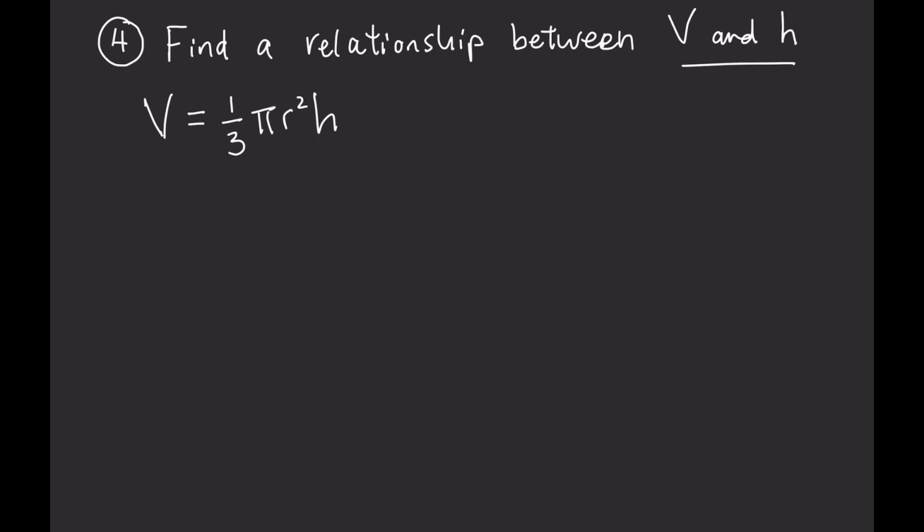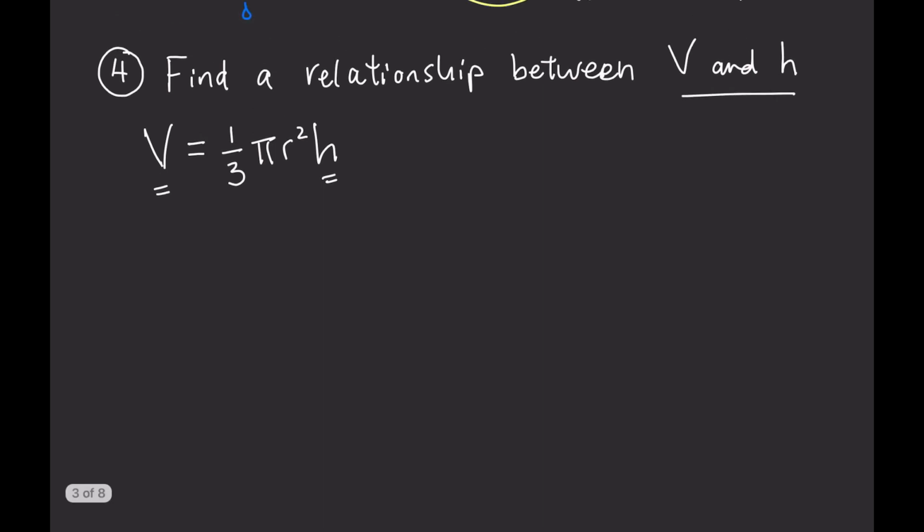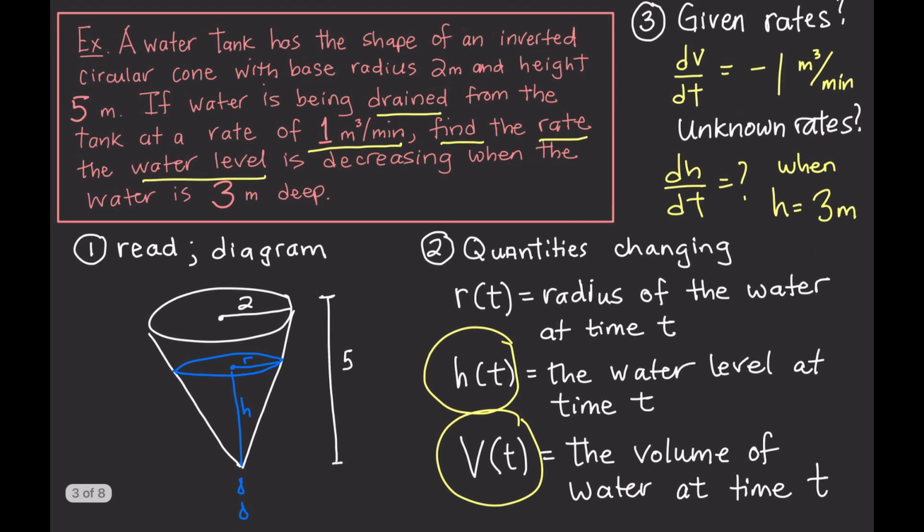Okay, so we see V here and we see H here, but there's also R. Is R constant? Can we fill R in with some sort of constant? Well, if we go back to the previous diagram, we can see that we can't, unfortunately. R is changing as much as H is changing, right?